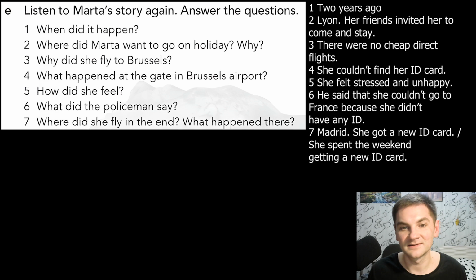Where did she fly in the end? What happened there? Madrid. She got a new ID card and she spent the weekend getting a new ID card.